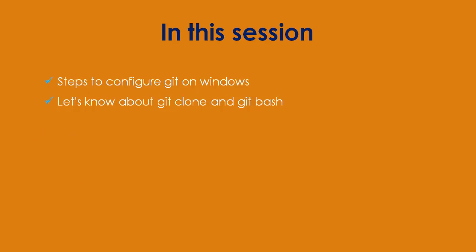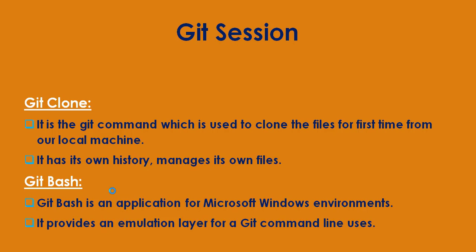So here we'll learn what git clone is. It is the git command which is used to clone the files for the first time to our local machine. It has its own history and manages its own files. Git Bash is an application for Microsoft Windows environments. It provides an emulation layer for a git command line use.